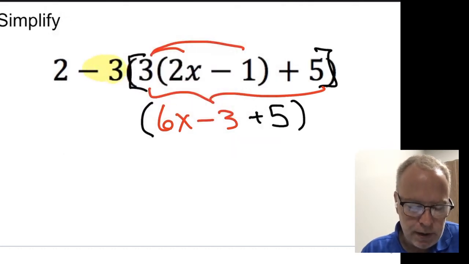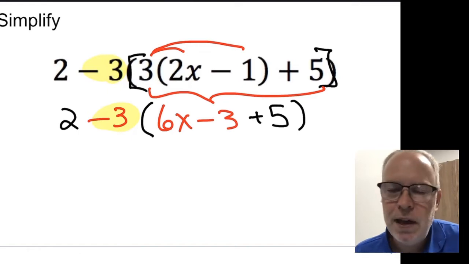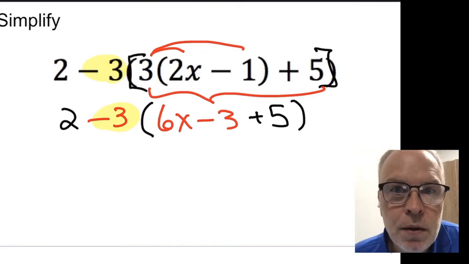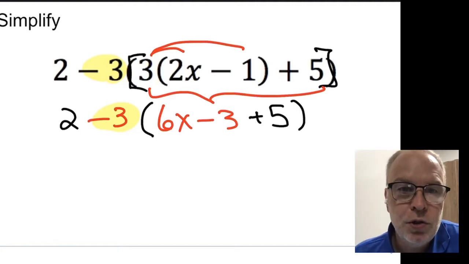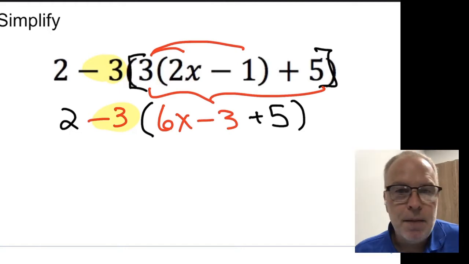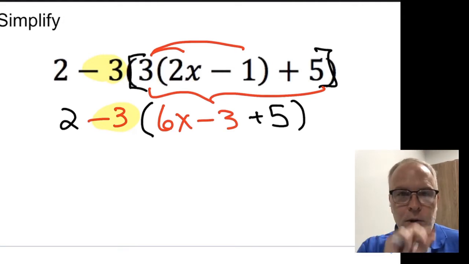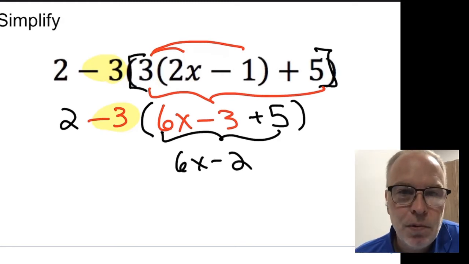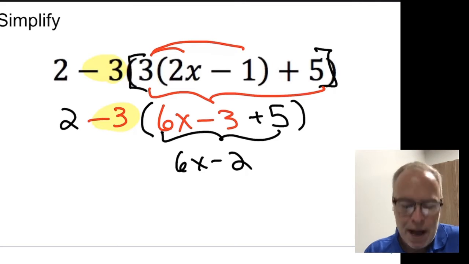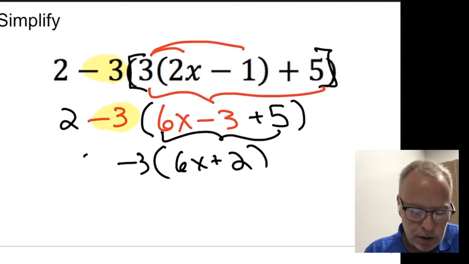And then this negative 3 right here needs to come down right there. So I'm going to put that right there. And then the 2 is also waiting its turn. Remember, we can't do 2 minus 3. Why not? Why can't we do it? Right. Order of operations. It's not 2 minus 3. Okay, it's 2, and then we have to take the negative 3 and apply it in. But first I'm going to simplify this 6x minus 3 plus 5, because negative 3 and 5 makes positive 2. Okay, now we're getting closer.